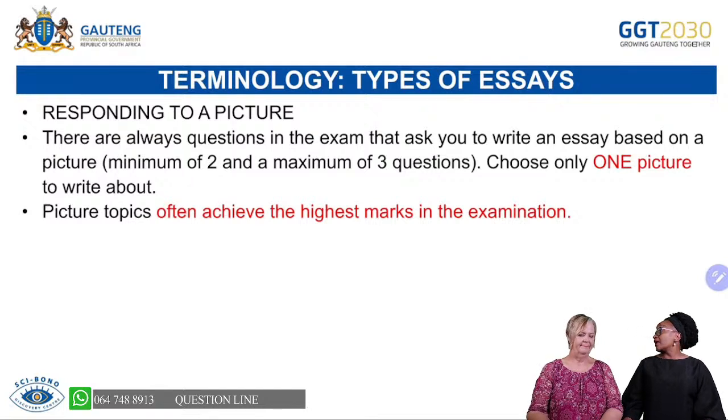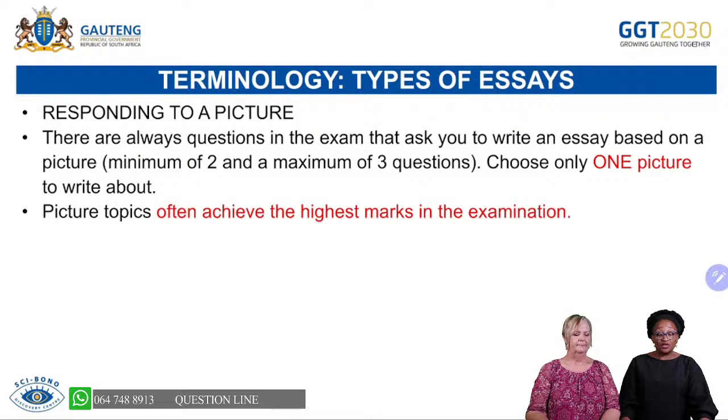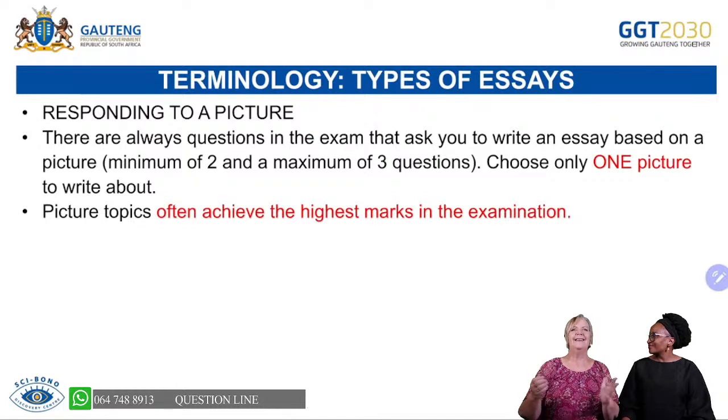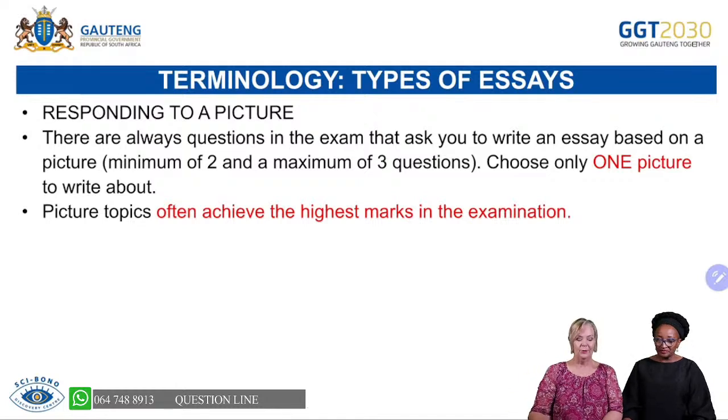Right, let's see how we are expected to respond to a picture or a visual essay. Remember, there are always questions in the exam that ask you to write an essay based on a picture. The picture would be a minimum of 2 and a maximum of 3 questions. Choose only one picture to write about. You don't have to choose 2. So you look at the pictures that would be given and you decide the one that relates to you. That one that when you look at it, your brain almost bursts with ideas and thoughts. Then that is the right one to choose.